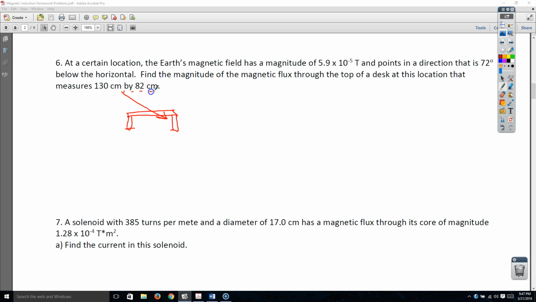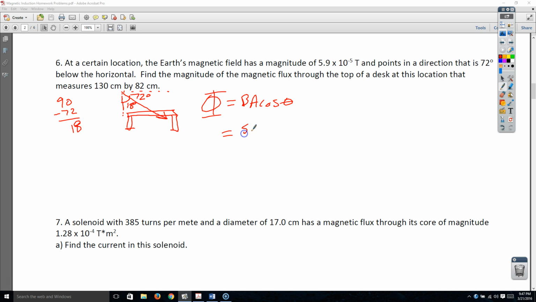So here's the horizontal. This would be our 72 degrees, and we actually need the angle to the vertical. So we want this other angle, and this is the angle that we want. So we're just going to take 90 minus 72. That's going to give us an angle here of 18 degrees. So we always want the one with the vertical for when we do this one. Alrighty, so here's the flux. Flux is equal to BA times the cosine of that angle with the table there.